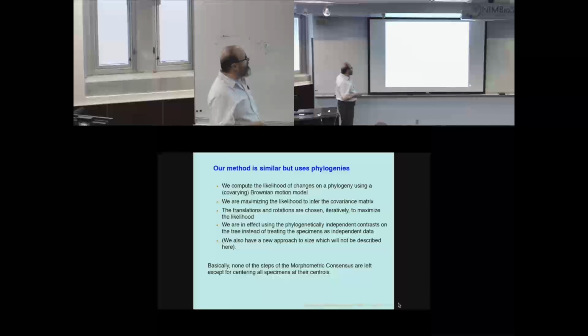Let's see. I think all this I told you. Computing the likelihood, maximizing it with respect to the covariances, translations and rotations to maximize the likelihood. The translations, the centroid thing, does that. In effect, using contrasts, we have these two different size approaches, one ML and the other centroidy, and there's no morphometric consensus left. I think what happened was I duplicated this slide, didn't I, or something?